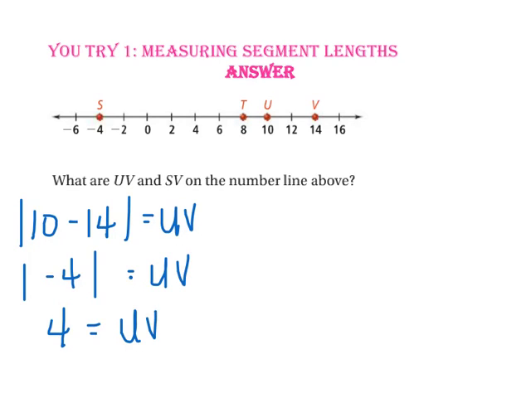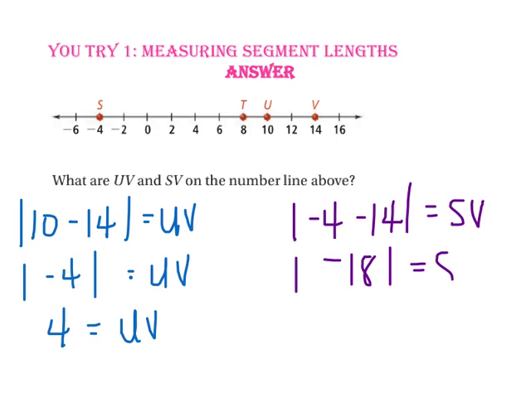Now, let's take a look at segment SV. Segment SV starts at point S at -4 and goes to point V at 14. So we'll start with the absolute value of -4 minus 14. That will be the length of segment SV. -4 minus 14 is -18. If I take the absolute value of -18, I get 18. So the length of segment SV is 18.